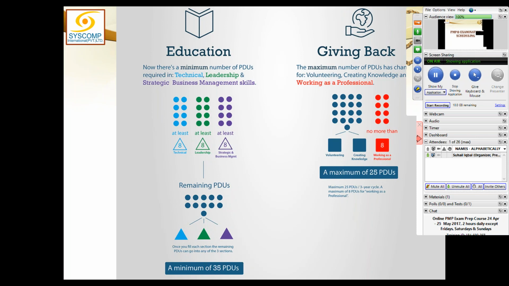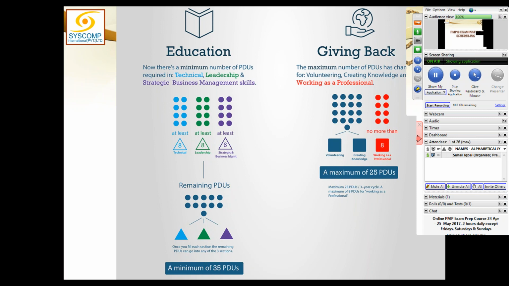We are left with how many? We are left with 25. If we gain only 35 PDUs in education, we are left with 25 PDUs. Now, what about these 25 PDUs? There is only one restriction here.